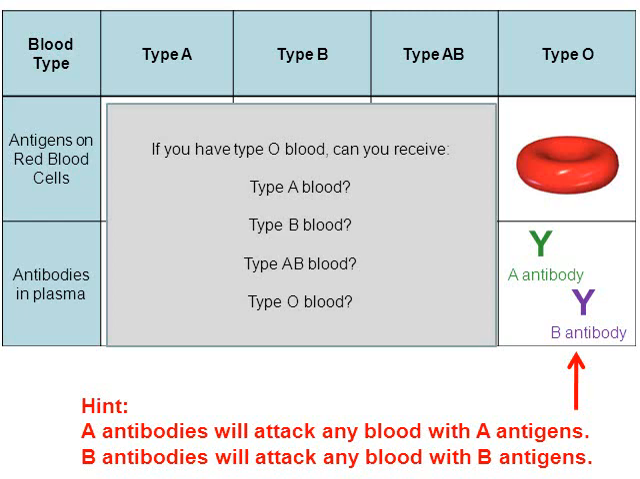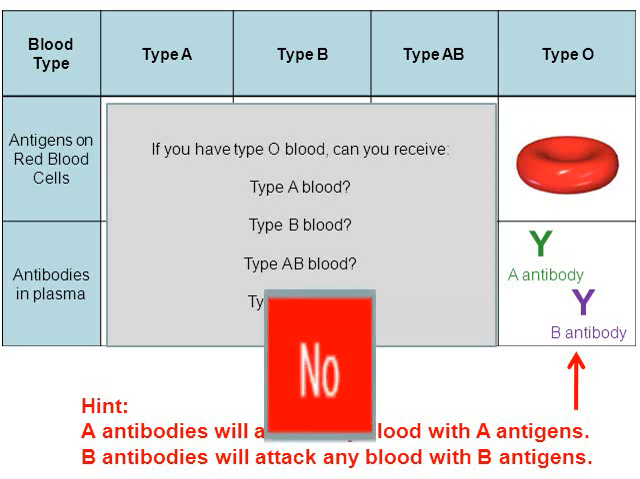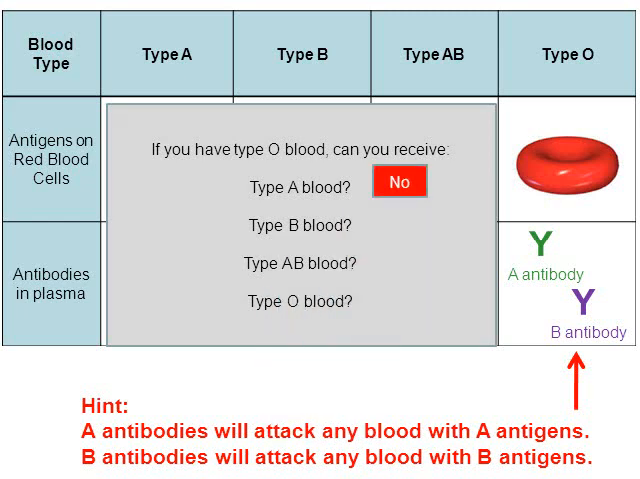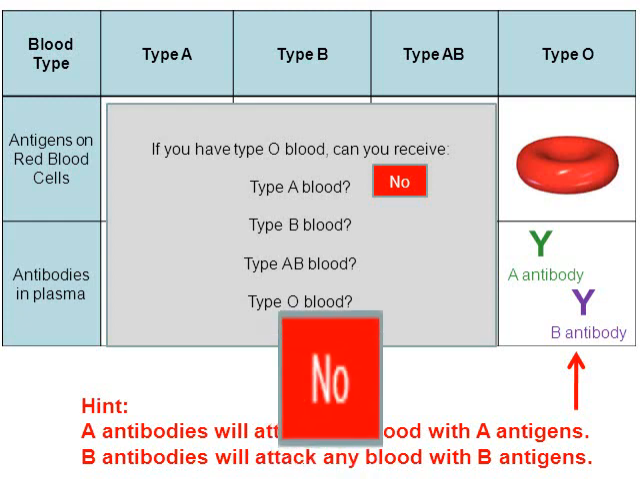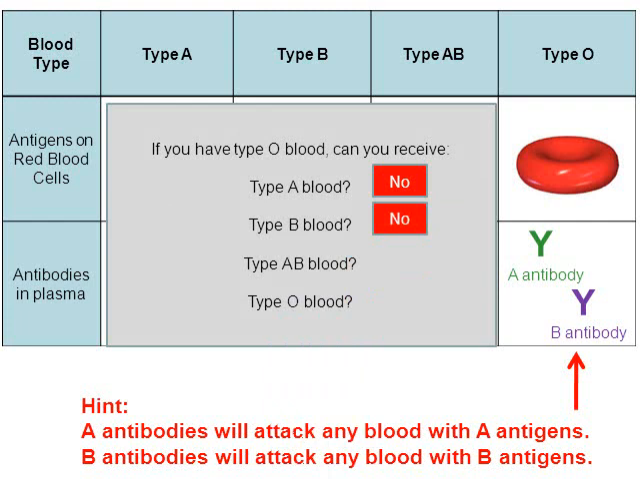So you go down the list. If you have type O blood, can you receive type A blood? No, because there's an A antigen on type A, and their A antibodies will attack it. The next one, if you have type O blood, can you receive type B blood? No, because type B blood has a B antigen, and this person has B antibodies. The next one, if you have type O, can you receive type AB? That's a double no. Type AB has A and B antigens. This person has A and B antibodies. And then the last one, if you have type O, can you receive type O? Yes, you can always receive your own blood type.